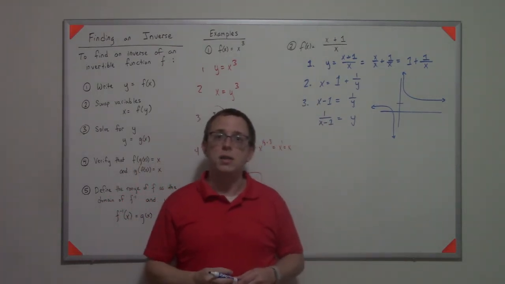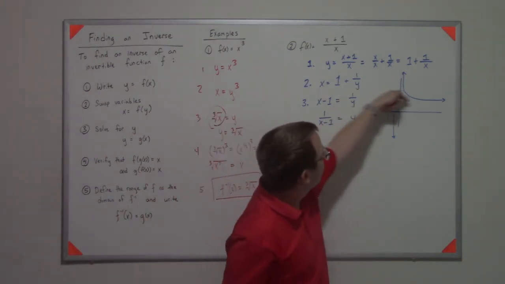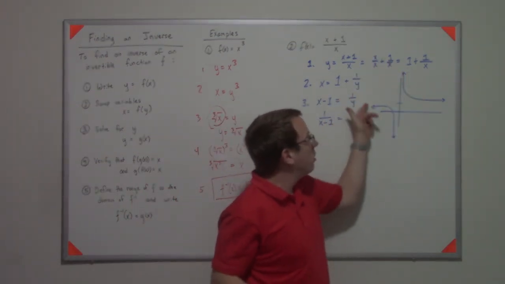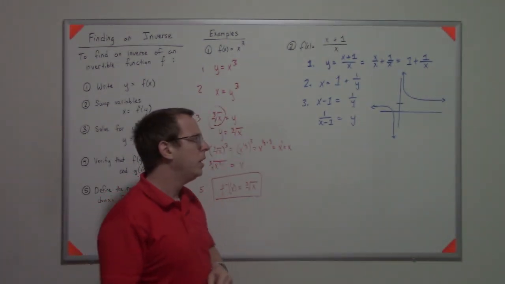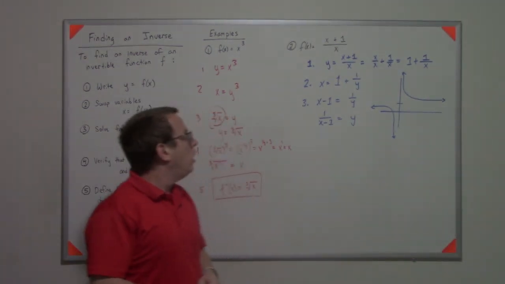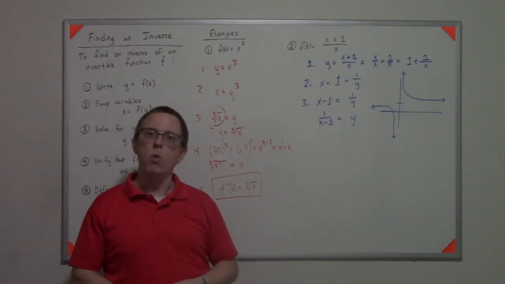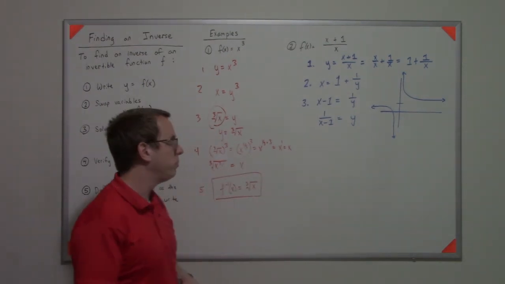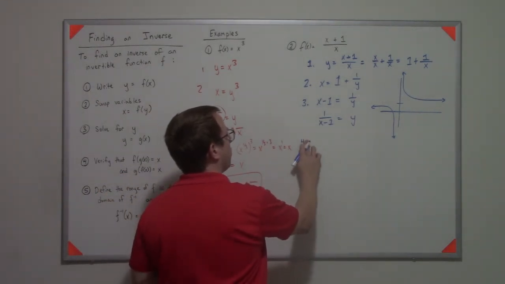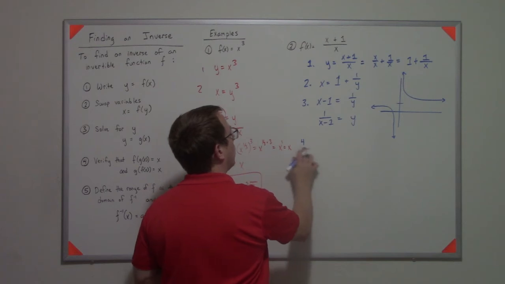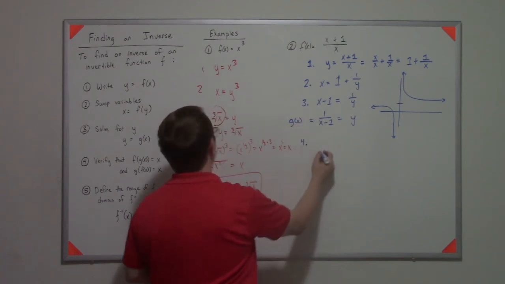What you find is this function actually passes the horizontal line test on both of them because it never hits there, and it's strictly monotone in each of those intervals. So it's a little bit tricky there. But if we define this 1 over x minus 1 as my inverse function, I have to verify this in step 4. So that's my g of x.